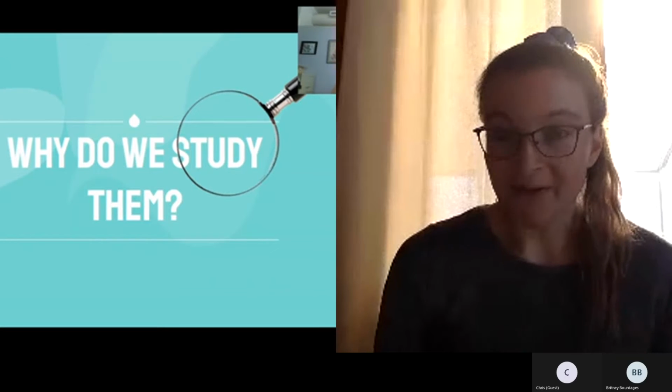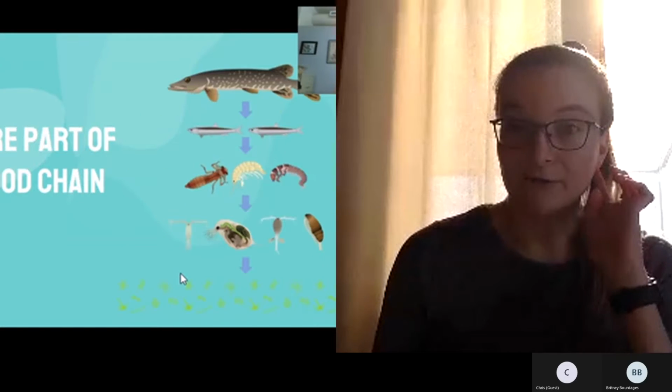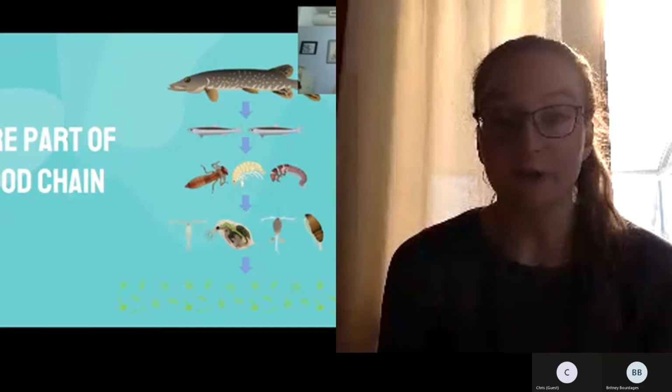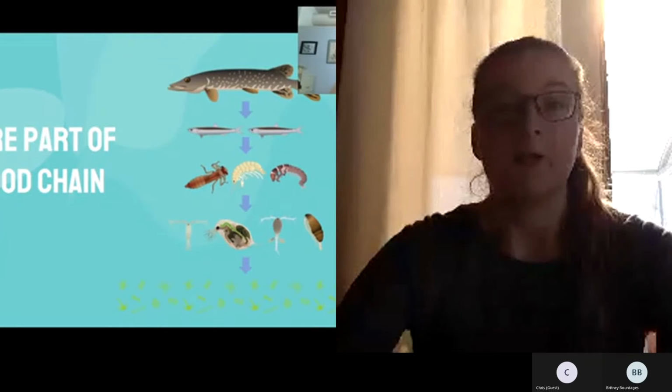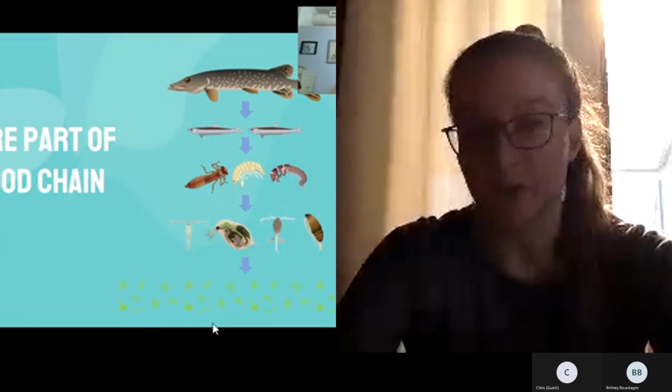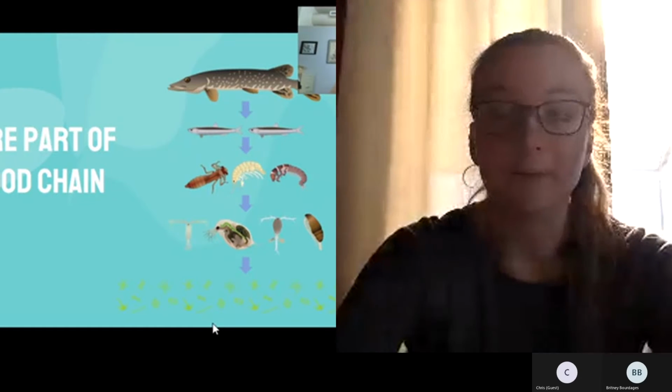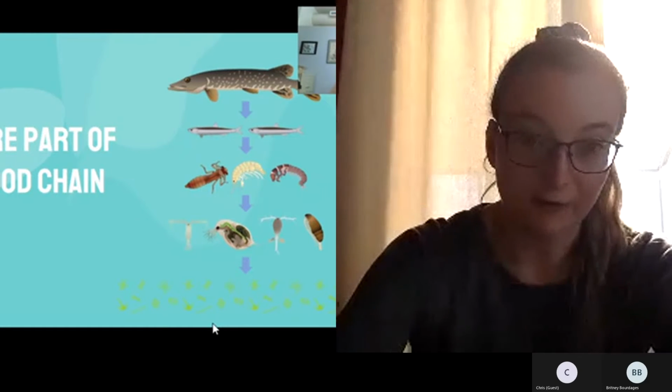This is because they are at the bottom of the food chain, so they are food for other things. If they didn't exist, fish could not survive as they prey on them. And then bigger fish prey on the smaller fish that eat the invertebrates.